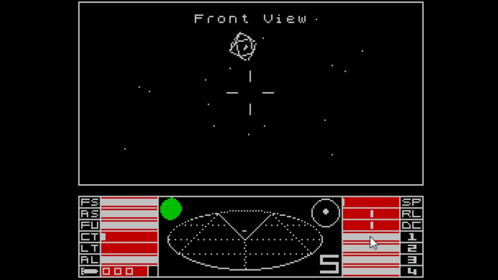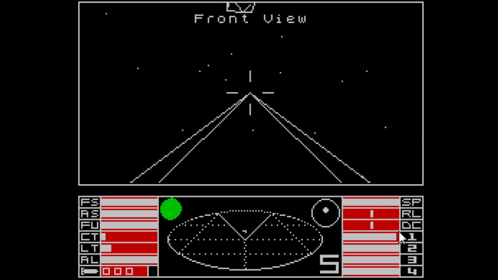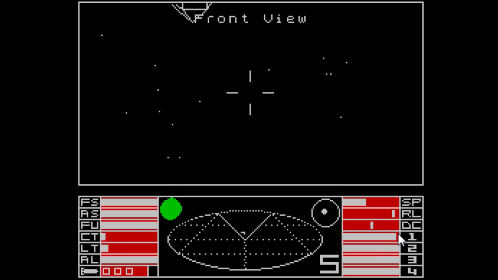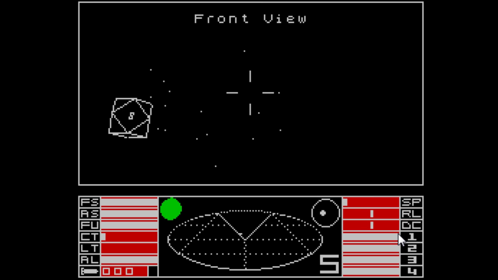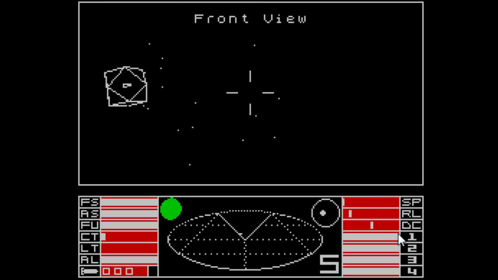Now, these bars down here are energy. This affects how much you can actually shoot. For instance, see that? When I shoot, I slowly lose some energy. So it also effectively affects your health as well.